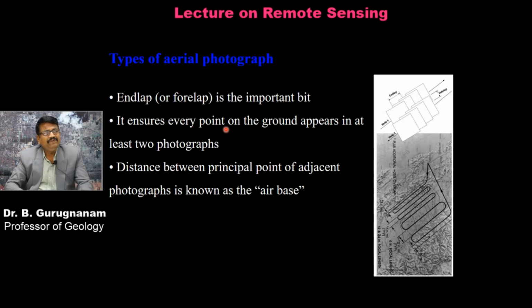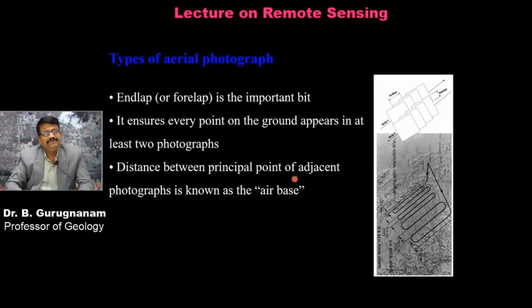It ensures every point on the ground appears in at least two photographs. One is at the front, one is at the back. So only the first photograph will not have a back side, but all the photographs will have continuous striping of 60%. That is called the overlap, or end lap.